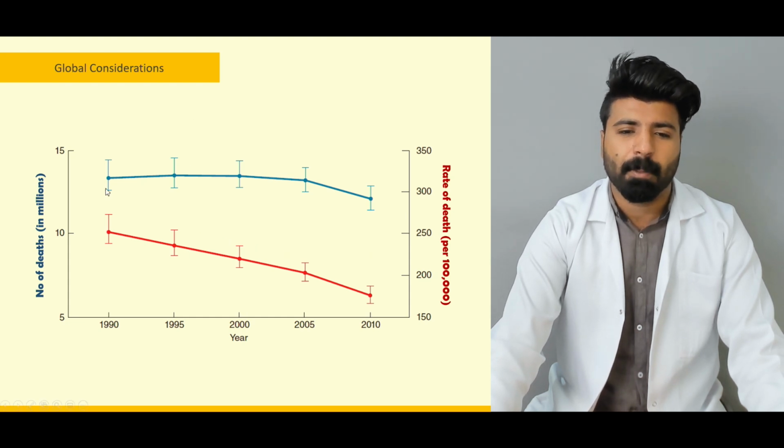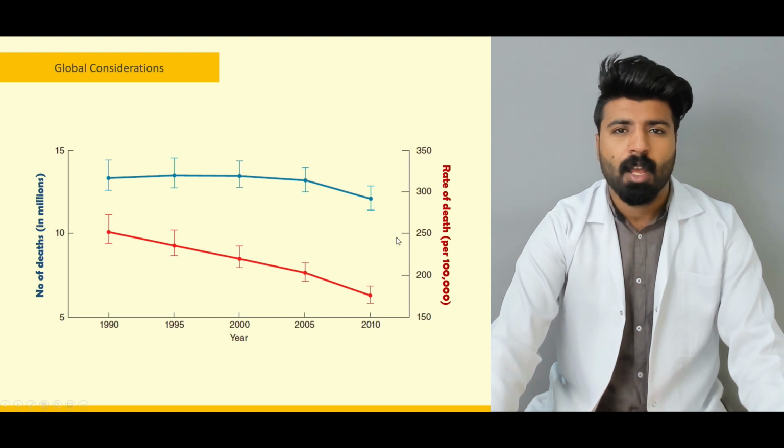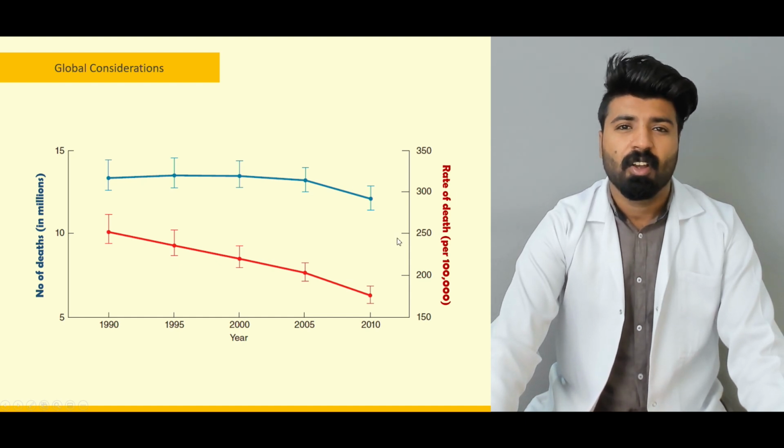Now, the rate of death per 100,000 has gone down in a very dramatic manner because of the advent of antimicrobials. And it's going to keep going down unless we don't get any backup for this escalating antimicrobial resistance.